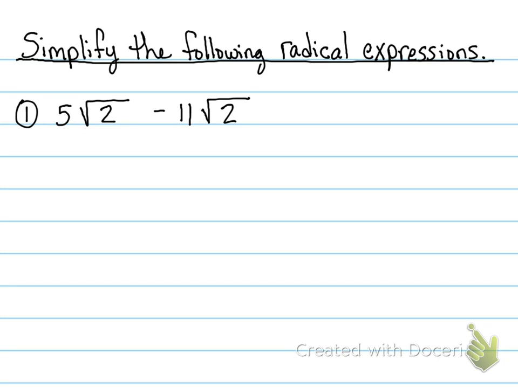Now, in order to be able to add or subtract 2 radicals, 2 things have to happen. First, they have to be the same type of radical. They have to have the same index.